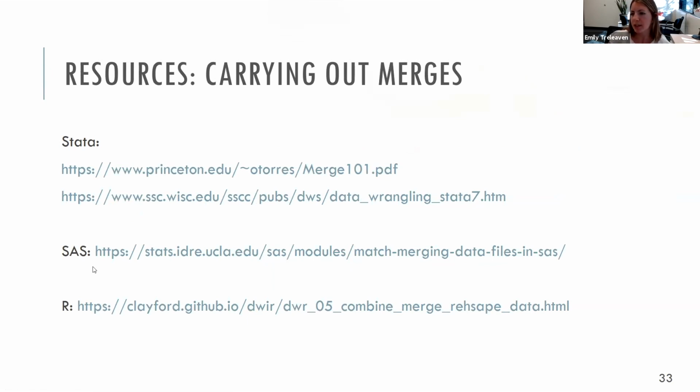This resource from Wisconsin does a really nice job conceptualizing differences between merging and appending. I didn't even go into appending because it's not typically something we need to do with CVFS. But it also covers one to one, one to many, many to one, and many to many, which just blows my mind. And hopefully we don't ever have to talk about that in CVFS. Even if you're not a Stata user, the conceptual way that they frame it is really helpful, so I would encourage people to take a look at that.